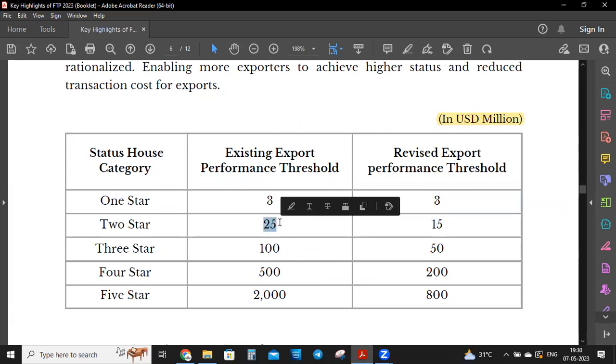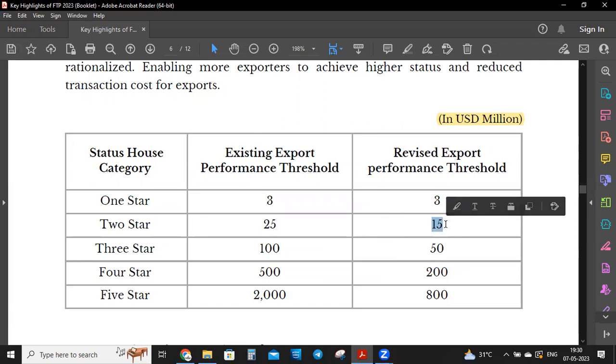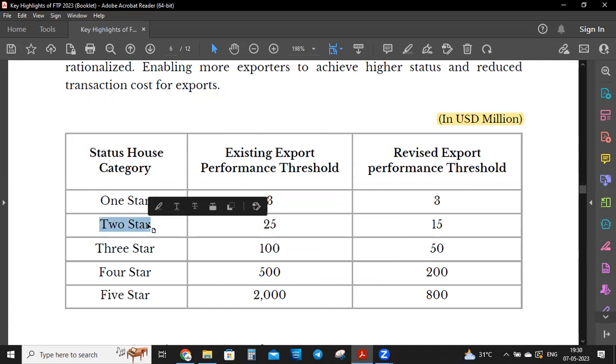So earlier, friends, this limit was 25, but now it is increased to 15. So those creating a turnover up to $15 million will be called 2 star export house. And for 50 million 3 star, 200 million 4 star, and 800 million 5 star. So this is very important because this can come in the exam. So friends, you can remember it: for 1 star export house it will be $3 million, 2 star 15. Okay, 3, 15, 50, 200, 800. So this sequence you have to remember.